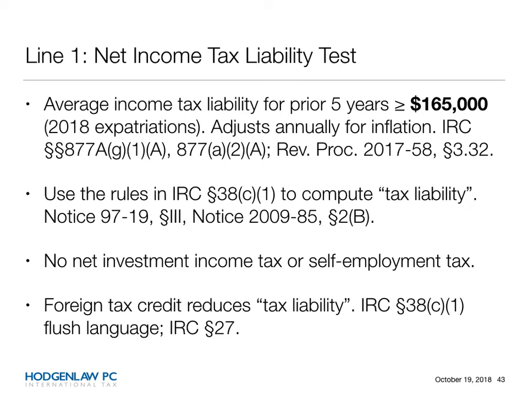And for most people living abroad, if they're paying foreign tax, this is going to be a pretty well guaranteed way to bring their average U.S. tax liability down below the $165,000 mark. Even if they're making $5 million a year and paying a boatload of tax in the other country, they're going to get a foreign tax credit, reducing their tax liability effectively to 0 in the United States. So that's how it works. It's a little bit of work for working your way through the Internal Revenue Code Section 38C1 stuff, but it can be done.